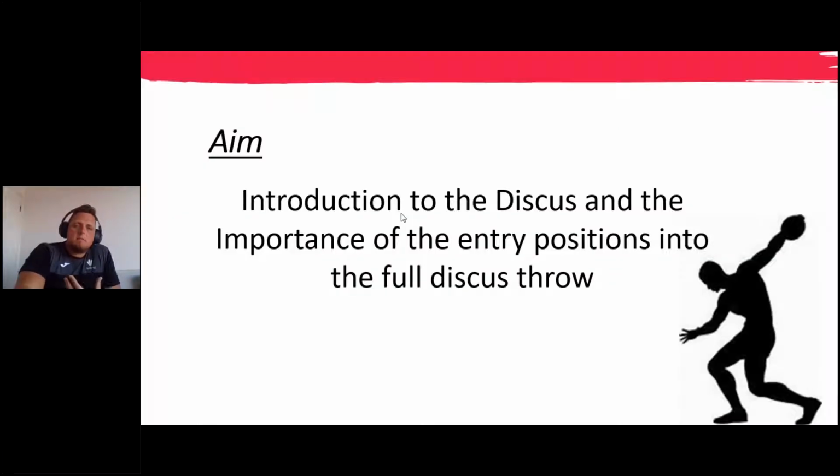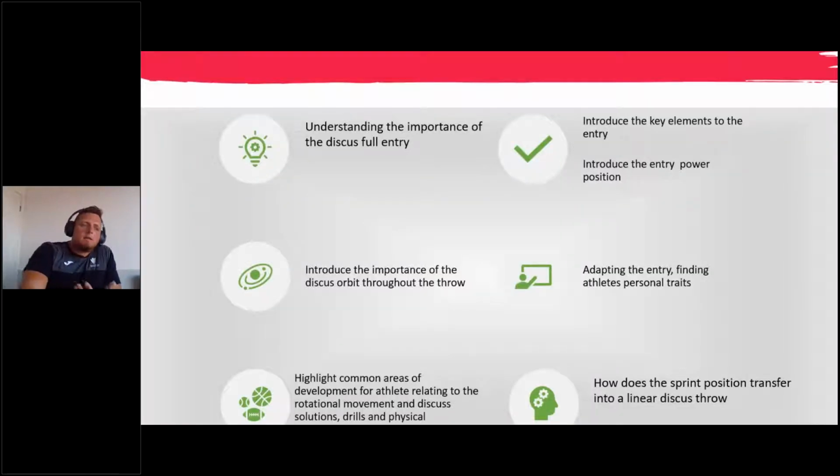So this is the aim. This is what we aim to do by the end of this webinar this evening, and these are the objectives that we will get out of this webinar and what you should get out of this webinar. And if you have any questions over these, then please put them in the box for later on.